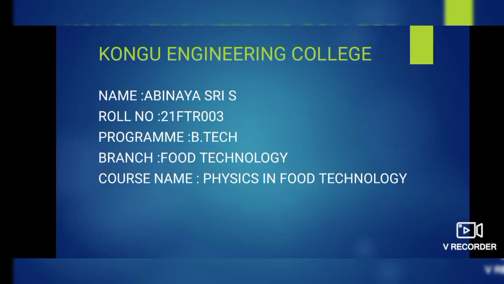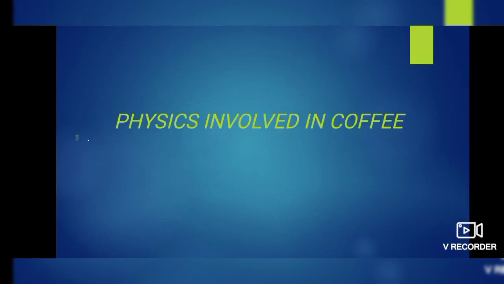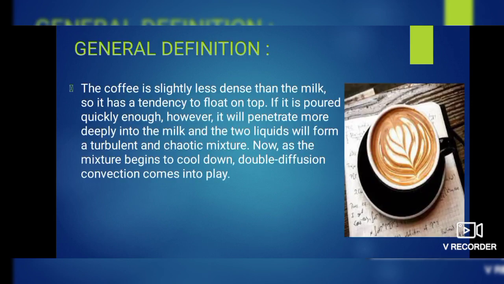Hello to everyone. Now I am going to explain the physics involved in food processing. Here we are going to look at the physics involved in coffee. The coffee is slightly less dense than the milk, so it has a tendency to float on top.